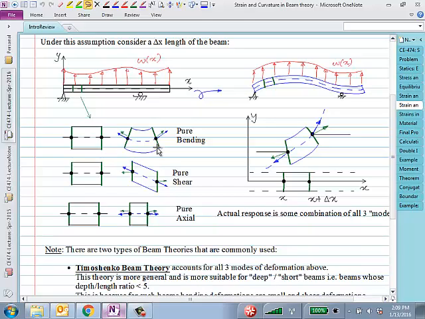The second one is a pure shear, where these two faces move with respect to each other. If one goes down, one goes up, that's a pure shear deformation of a beam. Now, normally in all of the structural analysis that you might have seen in 371, we neglect shear deformation. Why do we neglect shear deformation?